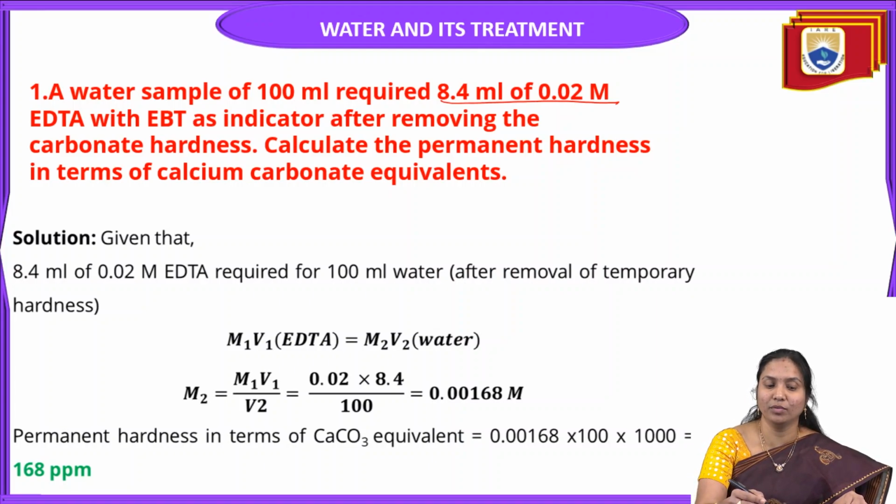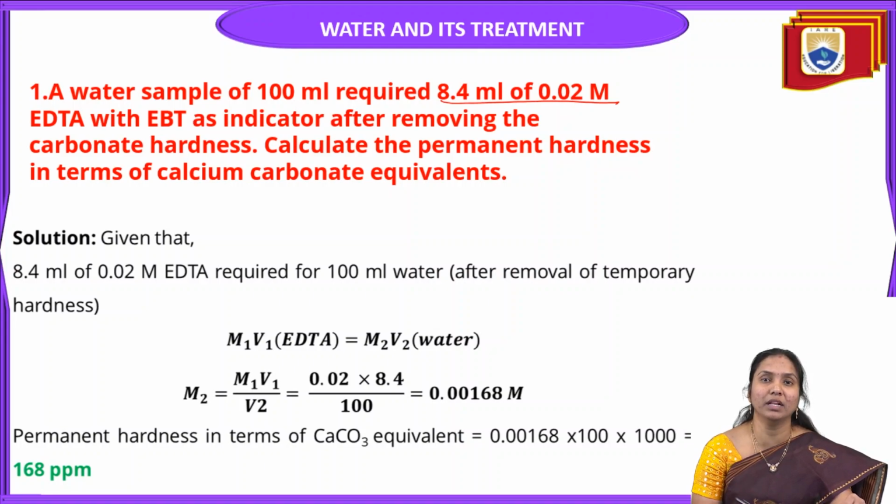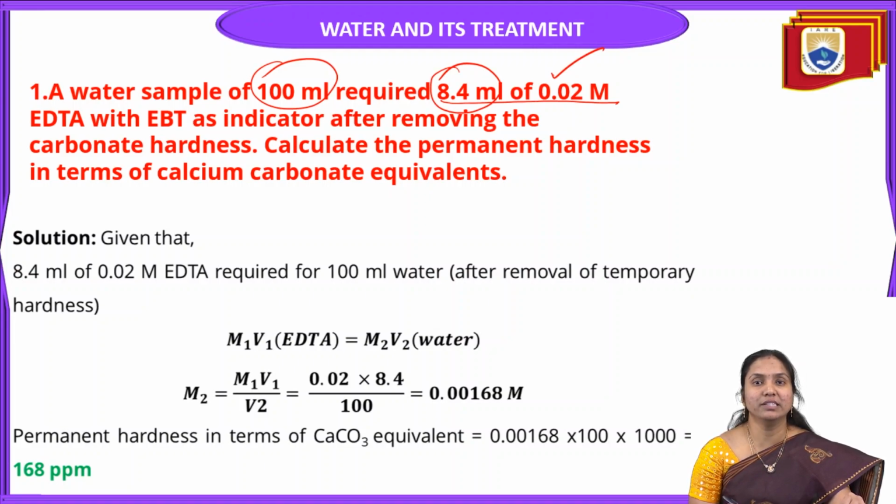Here in this problem, the volume of the water sample is 100 ml. It required EDTA of 8.4 ml, and the molarity of EDTA is 0.02 M. And here we are using Eriochrome Black T indicator in this EDTA method.